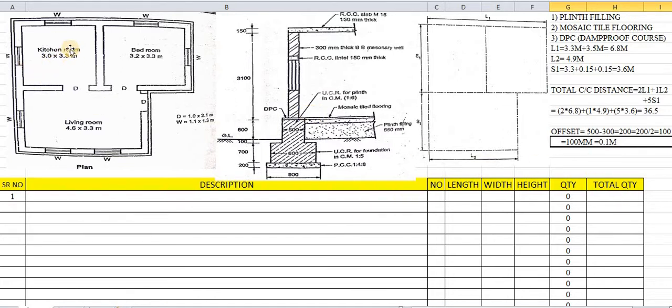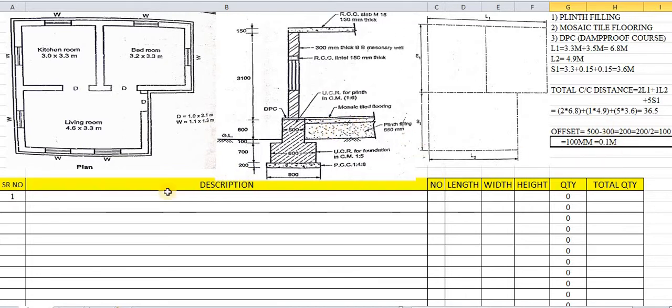That means while laying the plinth filling within the kitchen room, 0.1 is to be left from this wall side, 0.1 from this side, 0.1 from this width side, and 0.1 from this side. That means this plinth filling is to be laid within the room by keeping the offset as 0.1 on all sides, in the y directions, on this side also, and on this side also. Okay. So 0.1 is the offset for this plinth filling.